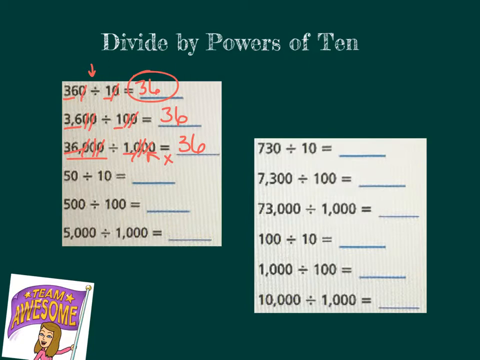So 50 divided by 10, do the front numbers. 5 divided by 1 is 5. Choom, choom. It's like having a lightsaber. You cancel out those zeros. So 50 divided by 10 is 5. All right, front numbers.